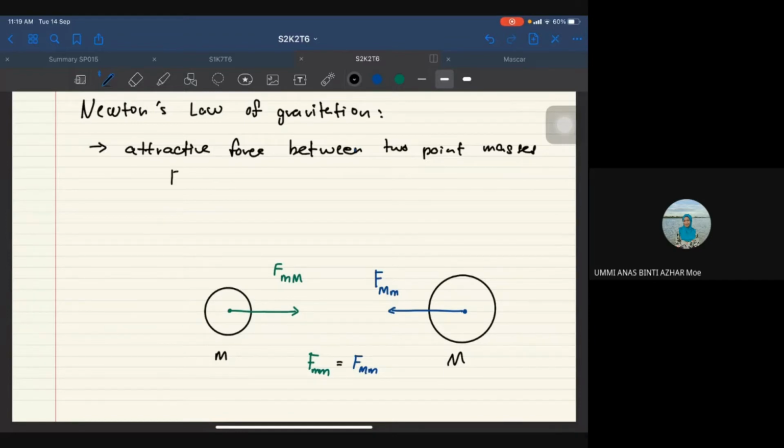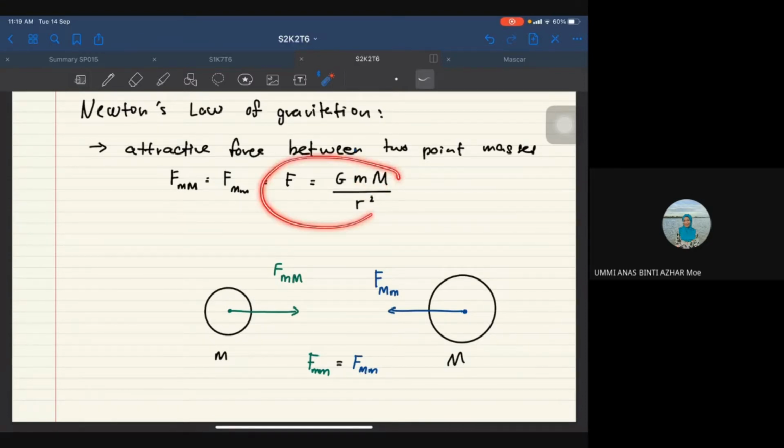Dia F, tak kisahlah M kecil M besar ataupun M besar M kecil, I just put F is actually equals to G M kecil M besar over R square. Okay, so kalau kamu nak kira M kecil M besar punya force, dia macam ni. Kalau kamu nak kira M besar M kecil, dia terbalikkan je benda ni. So by then dia punya magnitude still the same sebab dia adalah product of their masses.